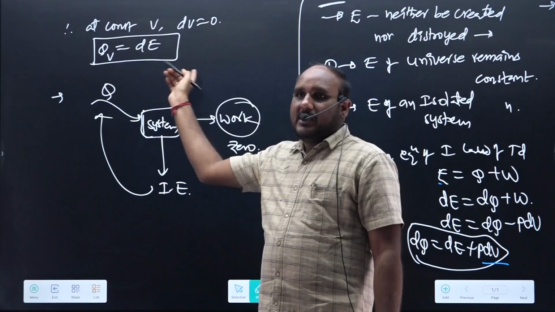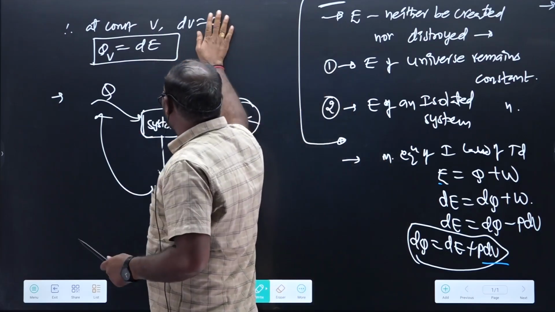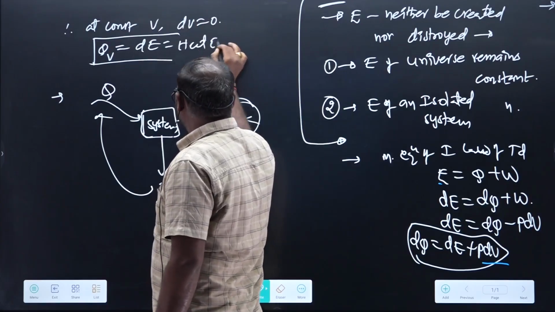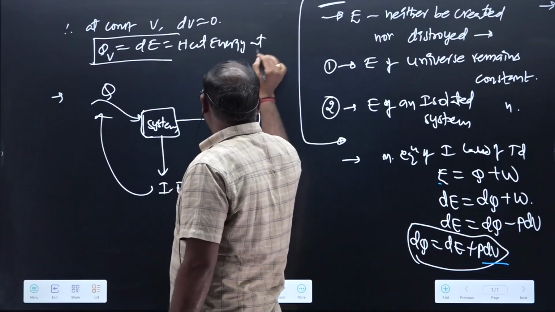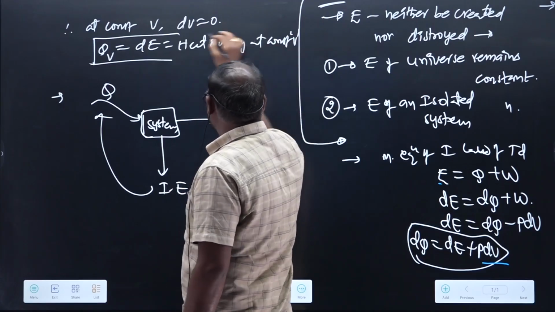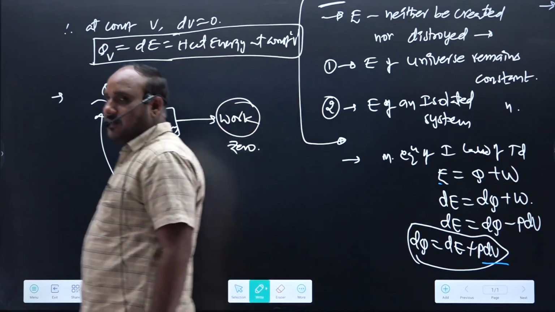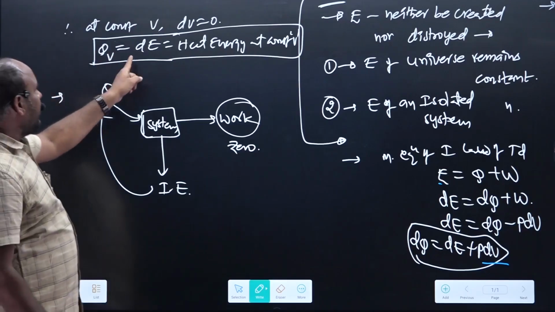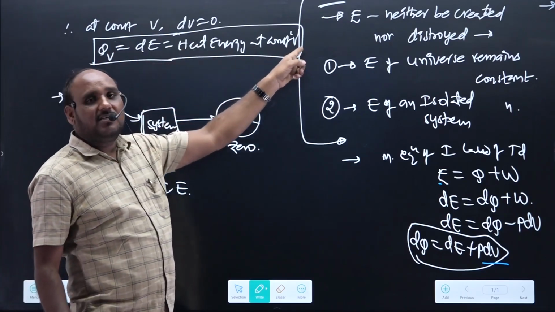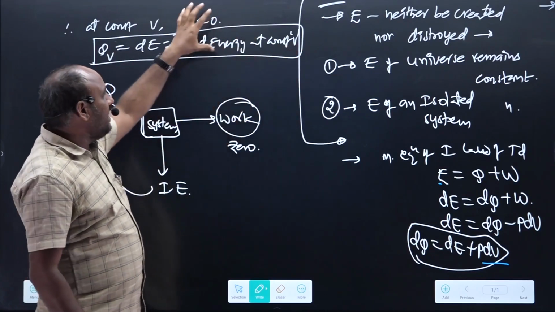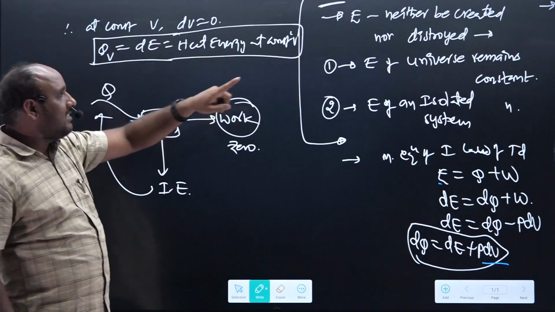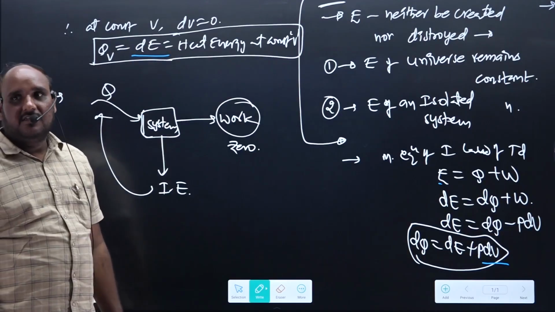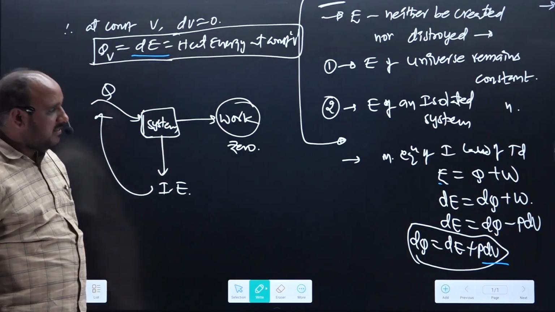We also have to mention heat energy at a constant volume. QV is equal to dE, which is equal to heat energy at constant volume. Whatever heat energy is exchanged between the system and surroundings at constant volume is equal to its internal energy.